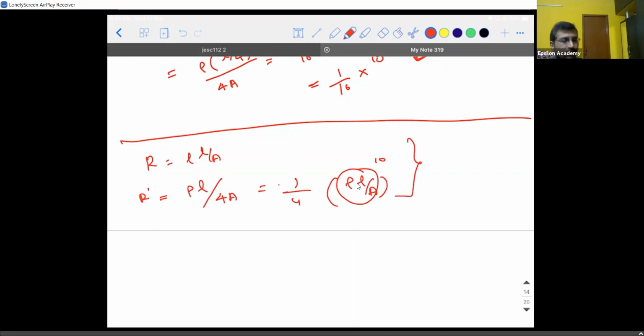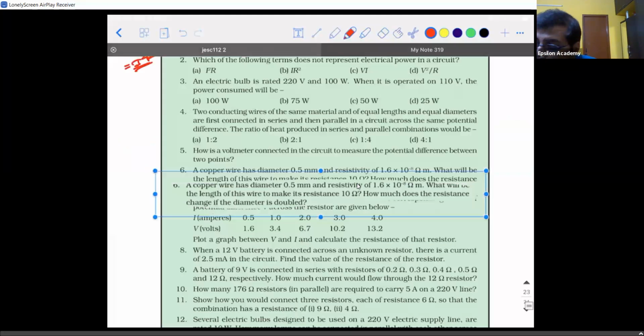Only in this question, you have to consider that the diameter alone is doubled by keeping the length the same. But in general, whenever the diameter is doubled, the length will also decrease by some factor. That's why I got 1/16, but the answer given in the textbook is 1/4. Okay.